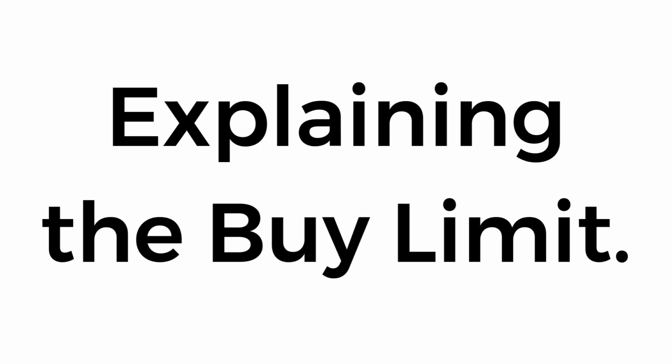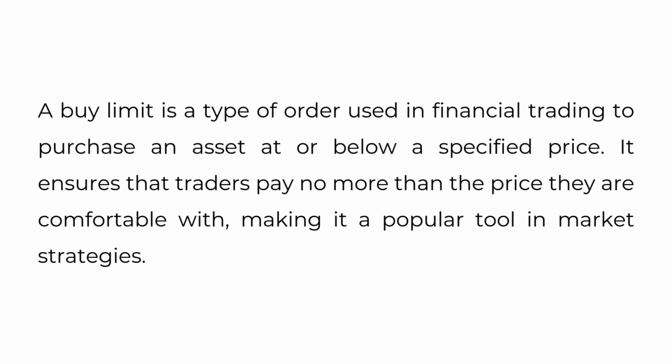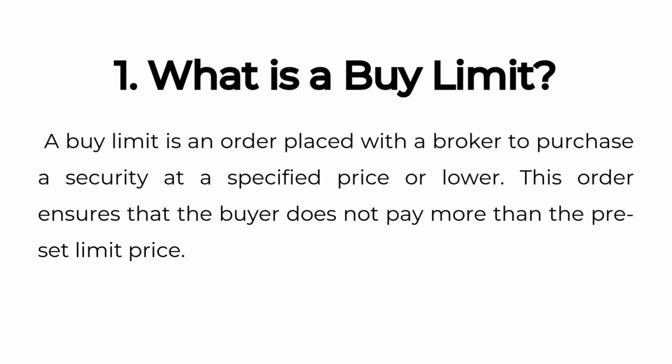Explaining the buy limit. A buy limit is a type of order used in financial trading to purchase an asset at or below a specified price. It ensures that traders pay no more than the price they are comfortable with, making it a popular tool in market strategies. What is a buy limit? A buy limit is an order placed with a broker to purchase a security at a specified price or lower. This order ensures that the buyer does not pay more than the preset limit price.